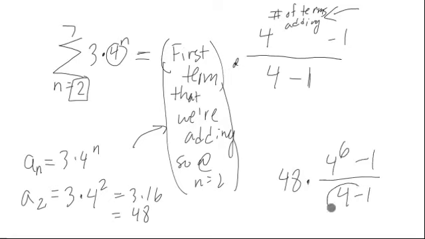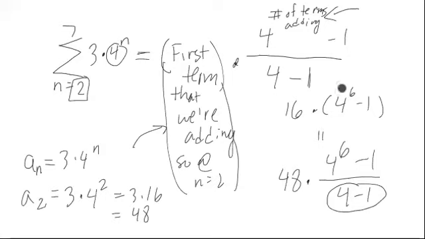48 divided by this, see, this is 3 right here. So 48 divided by 3 is actually 16. So this is going to be equal to 16 times 4 to the 6th power minus 1. And 4 to the 6th power is going to be somewhat large. That's like 2 to the 12th. 2 to the 10th is 1,024, and then you double that a couple times, you get 4,096.